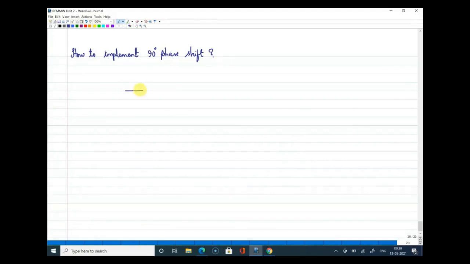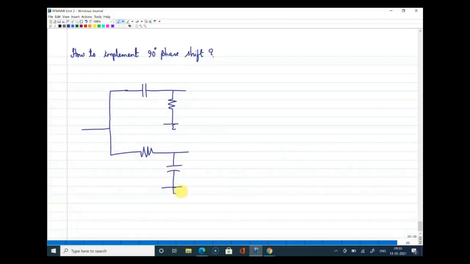So let me take two RC networks. All right, so I'm marking this as C1 R1 and this as R1 C1. Definitely there will be mismatches, but for the time being I'm not considering that. And this is V out 1 and V out 2. If I configure two RCs in this fashion, definitely V out 1 and V out 2 will have a 90-degree phase shift.